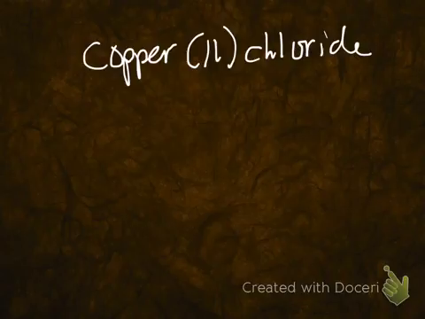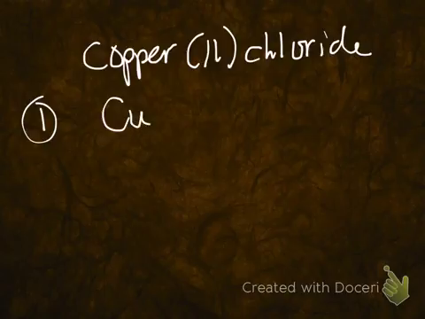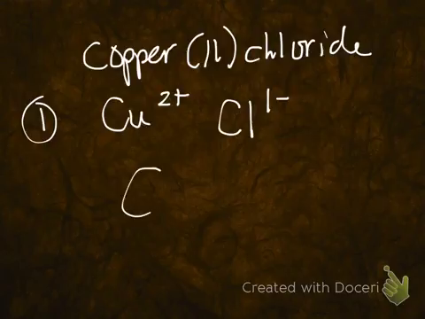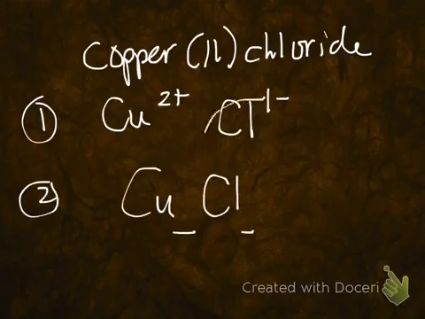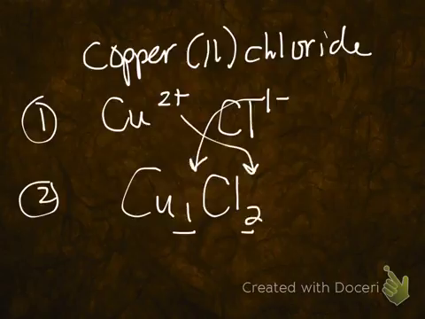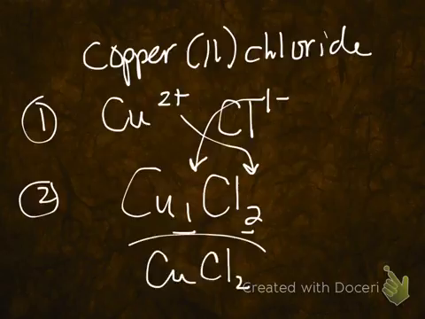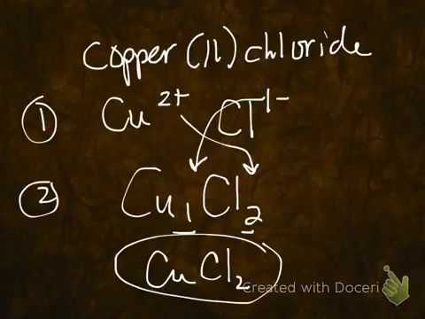Okay. Copper 2 chloride. So, step 1, write your ions. Copper 2 is Cu2 plus, right? Chloride ion is Cl1 minus. Second step, crisscross, is a 1 and a 2. Simplify by getting rid of that 1 and you have CuCl2.